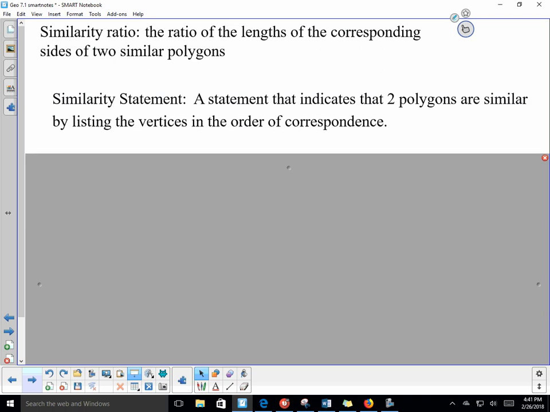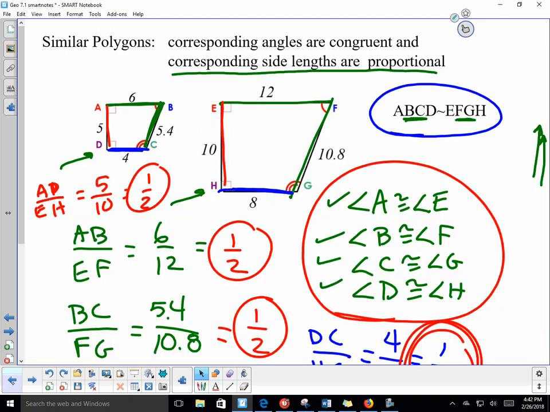A similarity statement is a statement that indicates that two polygons are similar by listing the vertices in the order of correspondence. So we already talked about a similarity statement, and we said that this here was a similarity statement. That's what we mean by a similarity statement.